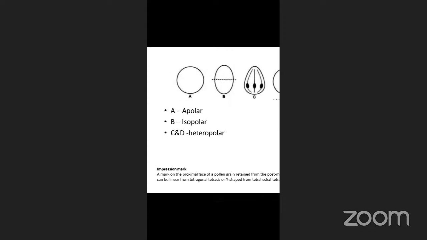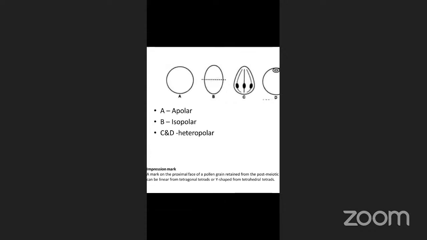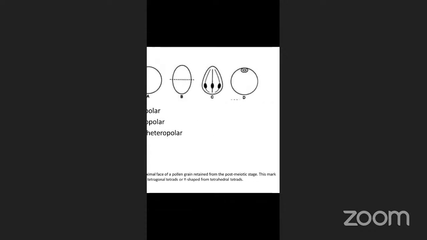Okay, this is A, the common, apolar. Next, B shows a dotted line, upside one part and downside one part. Distal pole upside, proximal pole downside in B. That type of structure is called isopolar. Next, C and D, heteropolar. Heteropolar means one side pore, upside pore, downside no pore. Next, C showing three polar regions. That is heteropolar.